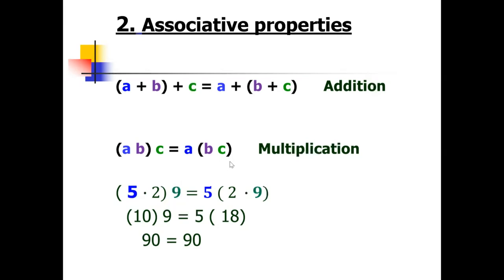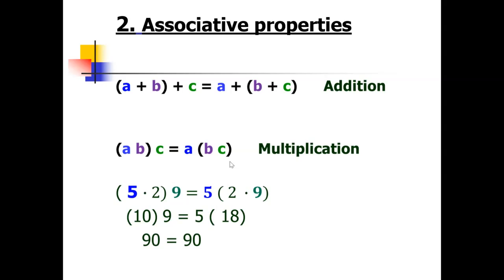So if I have (A plus B) plus C on my left side, on my right side I have A plus (B plus C). So the order is the same. I have grouped the A and B on my left side and I have grouped my B and C on my right side. Let me show you with a multiplication example. (5 times 2) times 9 should give me the same answer as 5 times (2 times 9).